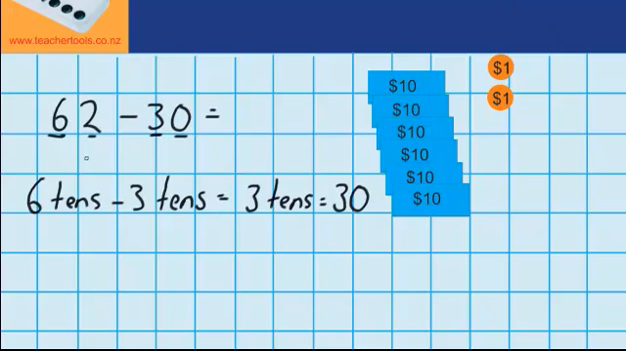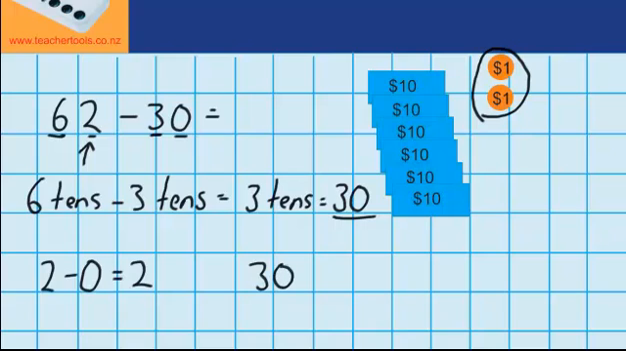Now let's look at the ones. I've got 2 ones. You can see them over here. And I don't have to take away anything. So 2 minus nothing leaves me with 2. So now let's put it all together. I've got 30, and I've got 2. 30 plus 2 equals 32. So 62 minus 30 is 32.